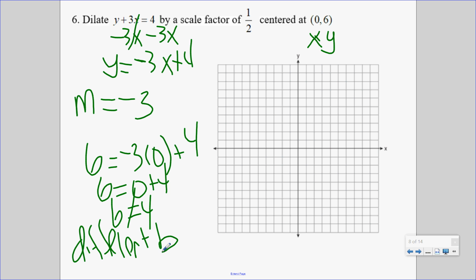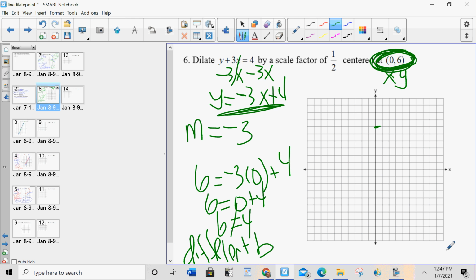Now this one's kind of easy because this is telling me the y-intercept. The y-intercept 6, 0, 6 is the y-intercept. Oh, I'm sorry, I take that back. That's what the center of dilation is. No, I'm sorry, I take that back. I got to do this. Y equals -3x plus 4. So let's graph -3x plus 4.